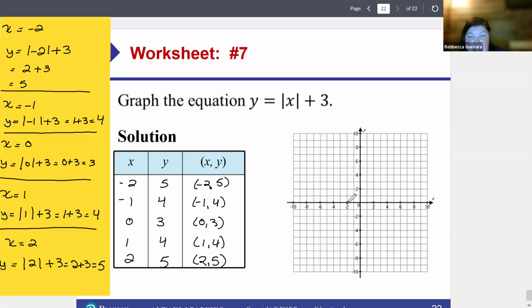So we should see negative 2, 5, negative 1, 4, 0, 3, 1, 4, 2, 5. So this one's making a V shape.